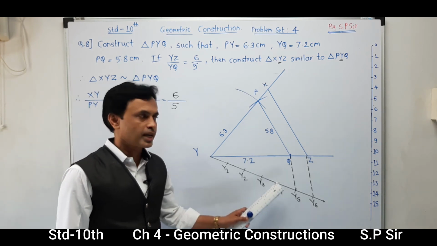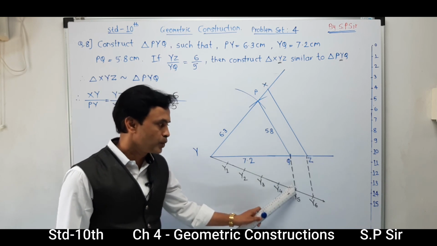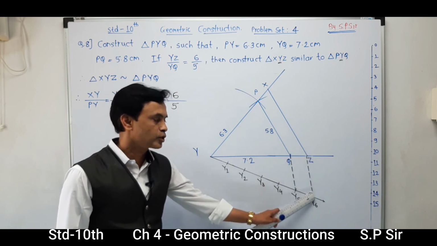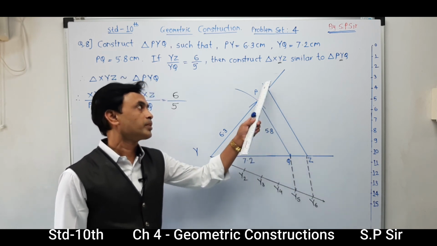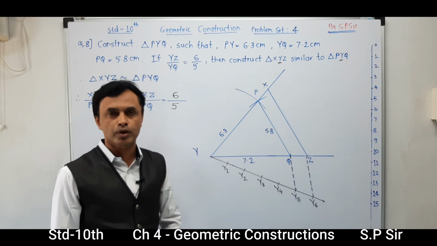Student, while drawing such a diagram, take precautions that your Q to Y5 and Z to Y6 lines must be proper. If you make any simple mistake, automatically this XZ proportion will be wrong. So take care while drawing such a diagram.